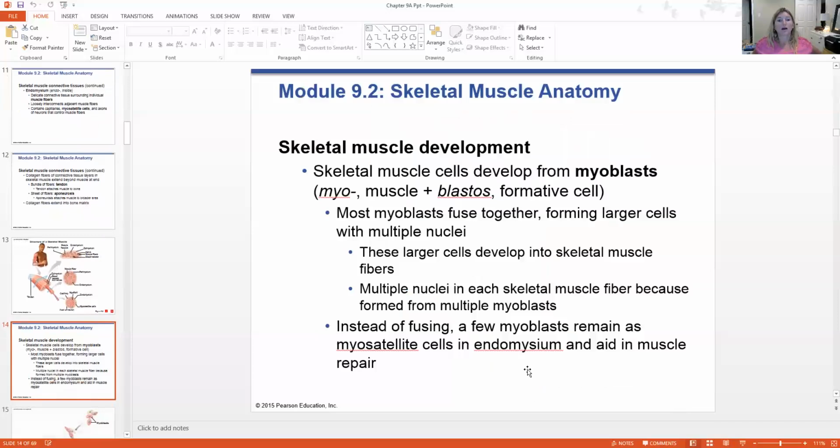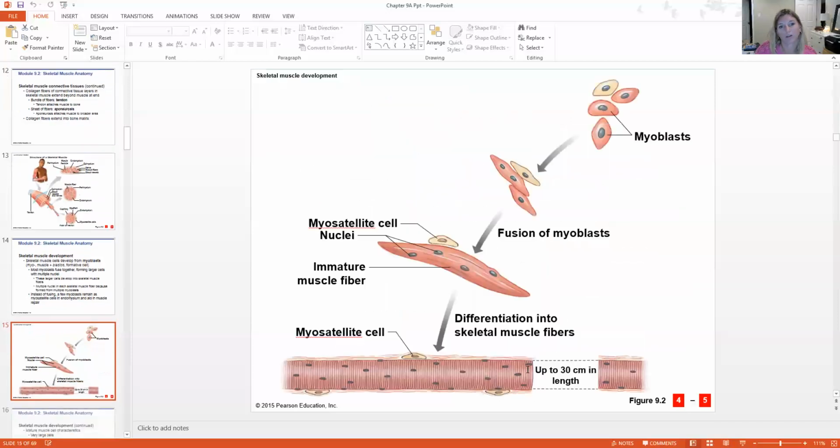So let's talk about how skeletal muscles develop. They develop from something called a myoblast. A myoblast will basically fuse together to make a very large cell with several nuclei, and the myosatellite cells exist as remnants of those stem cells. They can aid in muscle repair. They can't really make new muscle tissue though. There you see the overall formation, myoblast. Myoblasts fuse together to make a very large muscle fiber and a myosatellite cell.